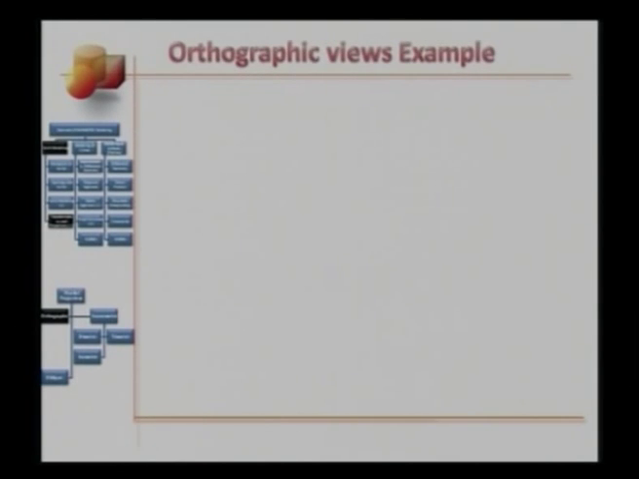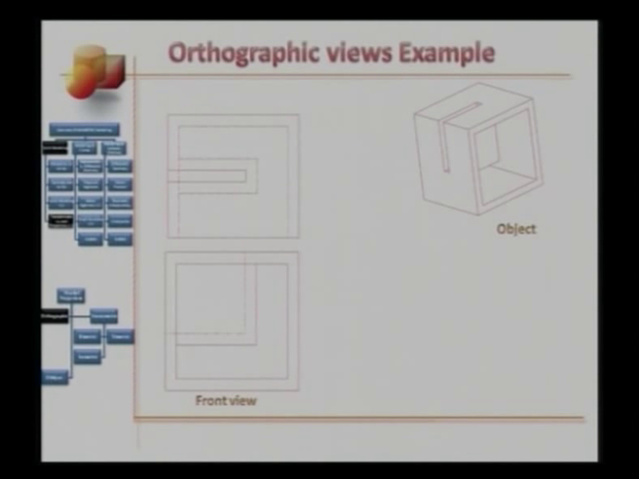Let's consider a very simple example. Say this is an object and we would like to have the orthographic projections, the orthographic views in the third angle scheme. This would show the front view of the object. This would show the top view of the object. And this would be the right-hand side view of the object. You must have been told in your first year drawing classes that in the third angle projection, the front view is always below the top view. And in the first angle projection, it is the top view which is below the front view.